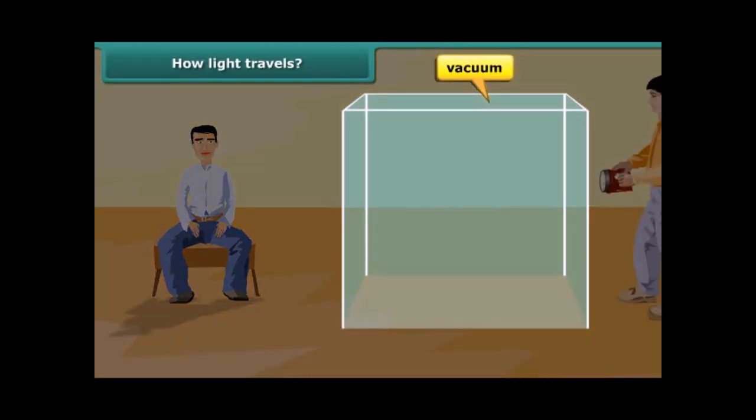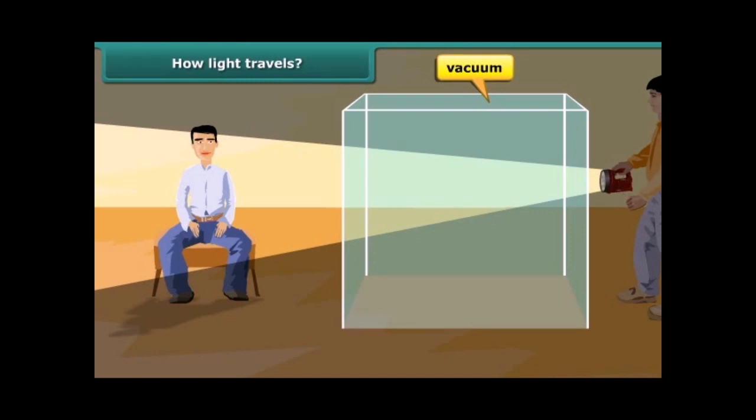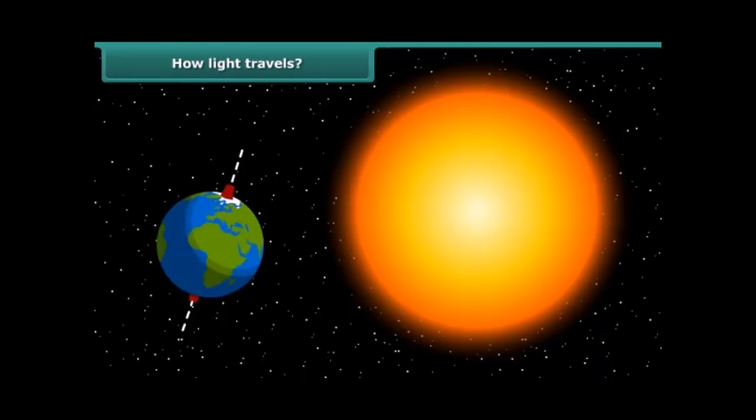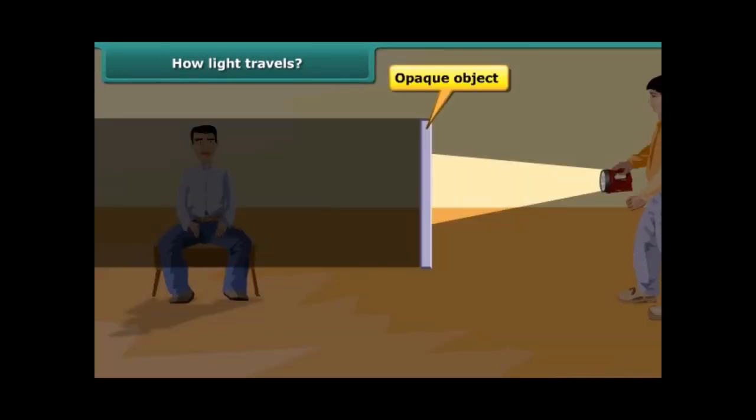Light can travel through a vacuum. That is how the light from the sun reaches our planet Earth. If we keep an opaque object in front of the source of light, the path of light is obstructed, thus forming a shadow behind the opaque object. This shows the light travels in a straight line, else we could have seen through the opaque object.